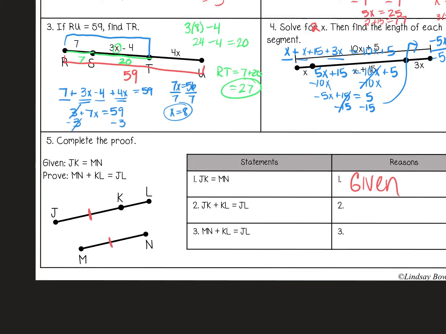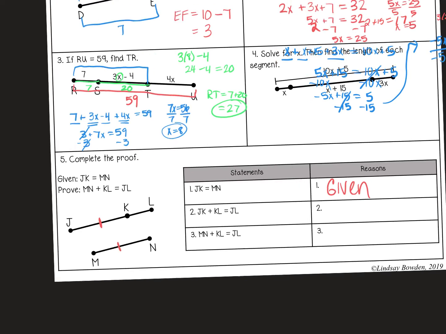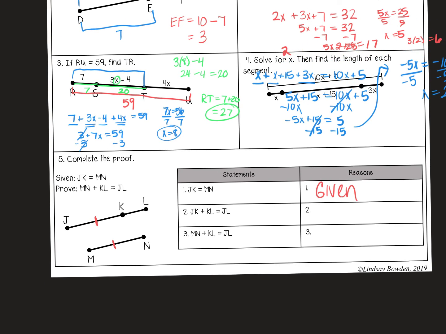So sometimes we can use postulates to write the next part of our proofs. So that is the segment addition postulate. Yes, I'm abbreviating. So that's how we got that piece of information.